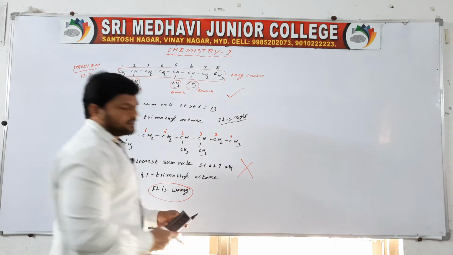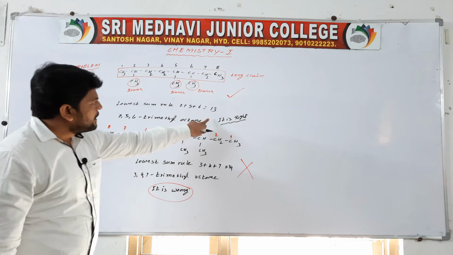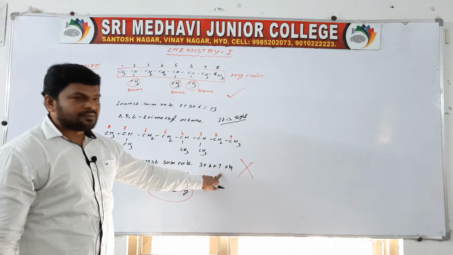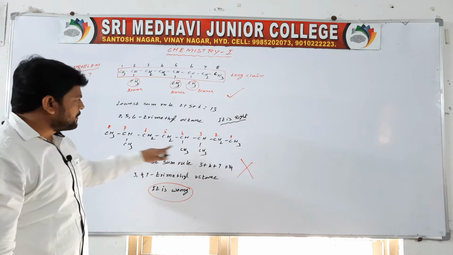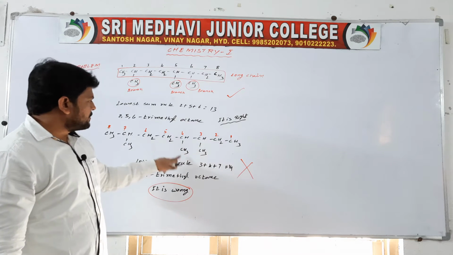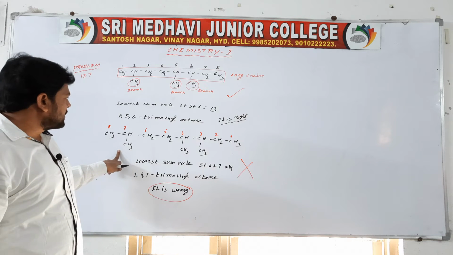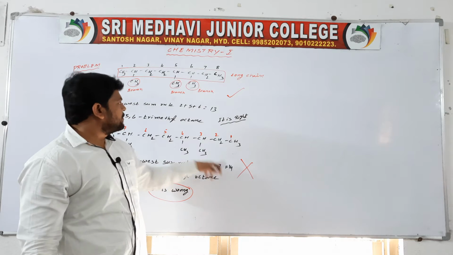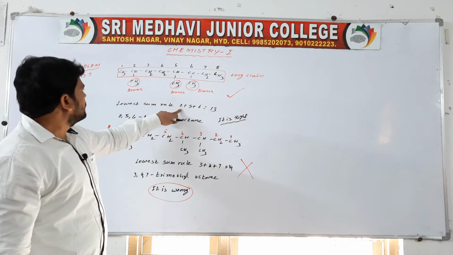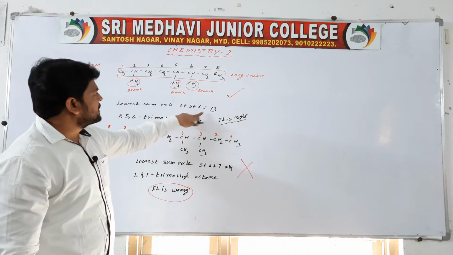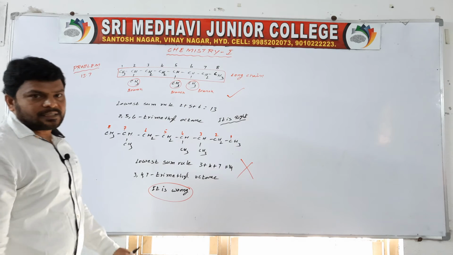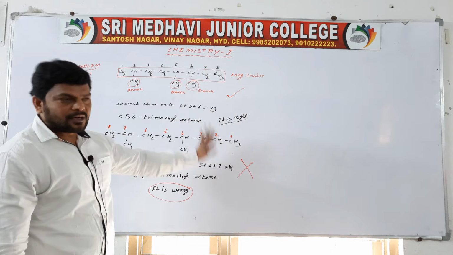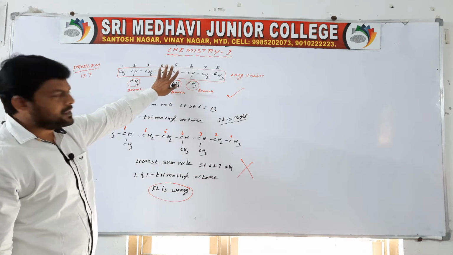The other one is right. Why? Because it satisfies the lowest sum rule, while this one does not. Here 3 plus 4, 7, and 7 plus 7 is 14. Here 2, next 5, 7, 7 plus 6 is 13. So it is right. Understand? This type of numbering is wrong and this type of numbering is right.